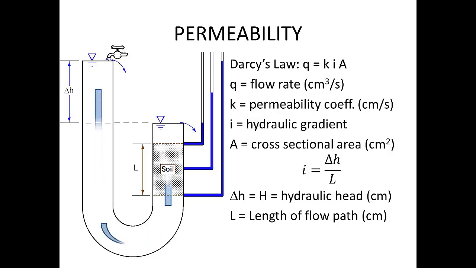As the water is traveling through the tube, it passes through a sample of soil with a length of L. The difference in elevation between the source, the high point, and the exit, the lower point, is delta H, the hydraulic head. Depending on how quickly water passes through this length of soil will determine the permeability of this sample through the coefficient of permeability K. The hydraulic gradient I is the ratio of the hydraulic head delta H and the length of soil L.